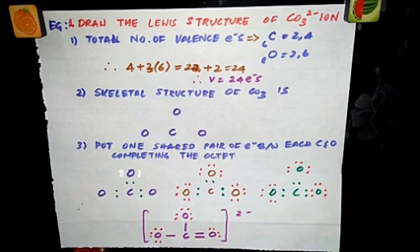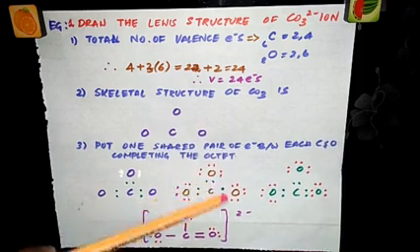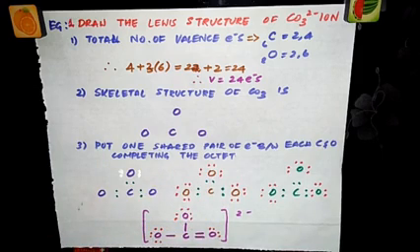So now after completing the octet for the outer atoms, check for the central atom, whether the octet is complete or not. Now look at carbon. 1, 2, 3, 4, 5, 6. Octet is not complete. How many electrons are needed to complete the octet for carbon? We need 2 more electrons.